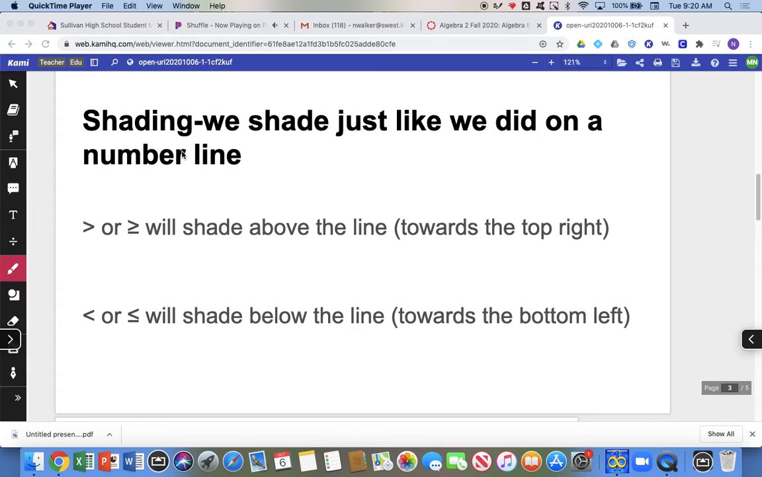So we're still going to graph everything like we've been doing already. We're still going to use slopes. We're still going to use y-intercepts. And then we'll make a decision if it is a dotted line or a solid line. Then we'll decide if we're going to shade above or below.